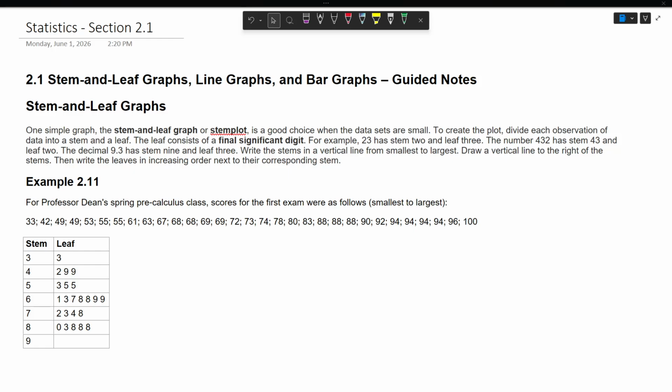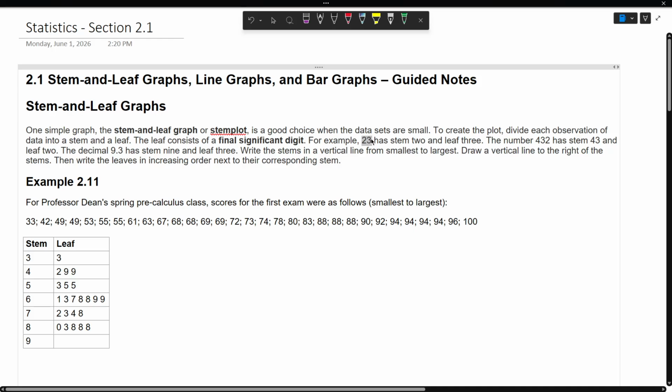We're going to have a stem and a leaf. The leaf is usually the final significant digit. For example, if you have the number 23, we have 2 in the tens place, 3 in the ones place. So 2 is the stem, 3 is the leaf. If you have the number 432, you've got 43 tens, so 43 is the stem, and the leaf would be two ones.